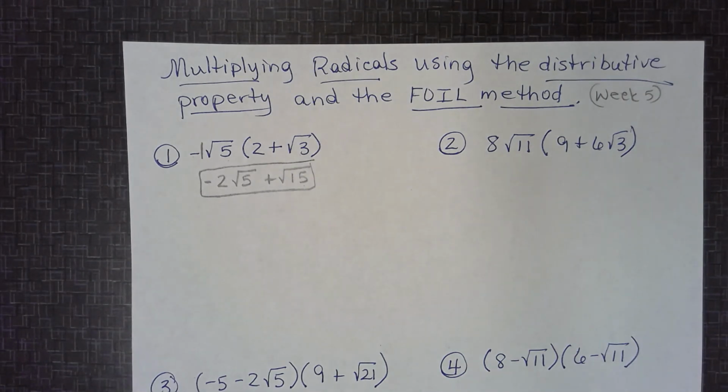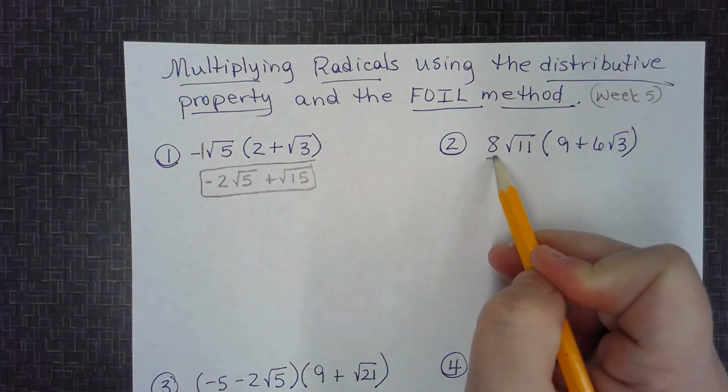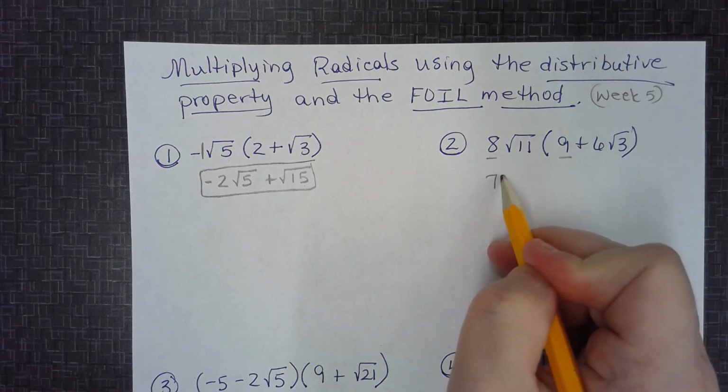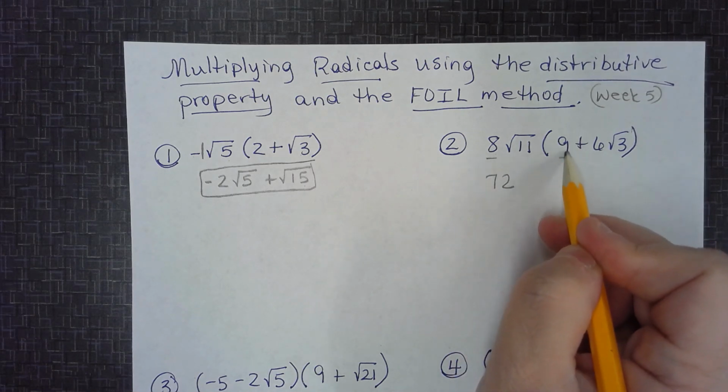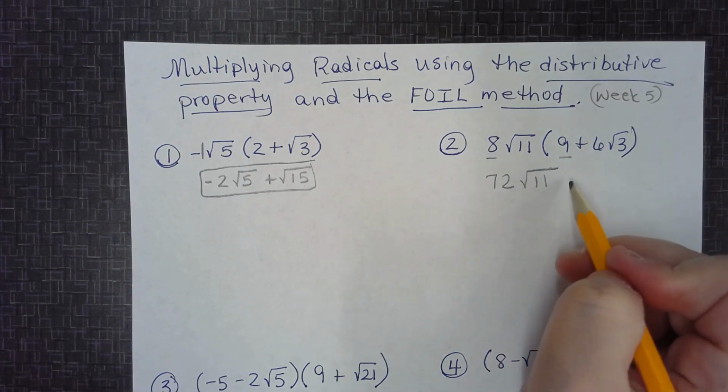This is probably going to be the simplest page you do, but a few of the problems on IXL can be difficult, but I really think you can get through them. On this problem, we're going to multiply the 8 times the 9 because we can do that. A number times a number, we can do that. That's 72. But there's not a radical here with the 9 to multiply by the square root of 11, so we just write it down.